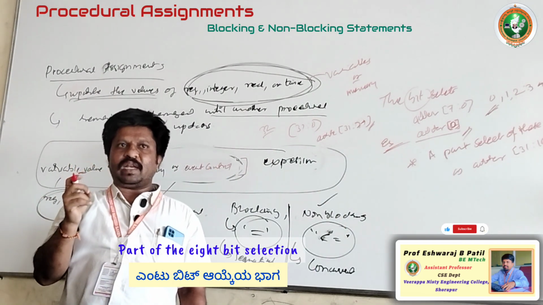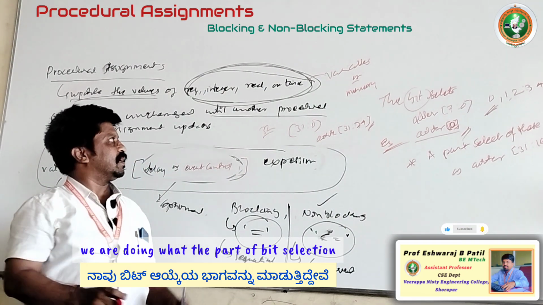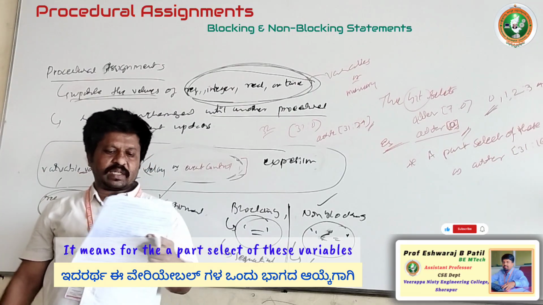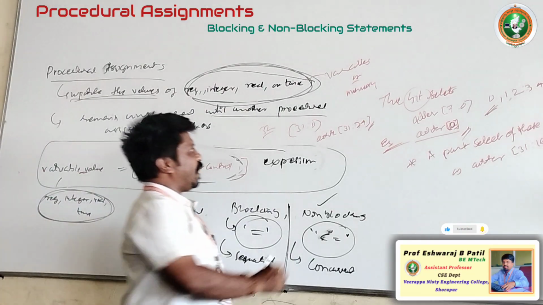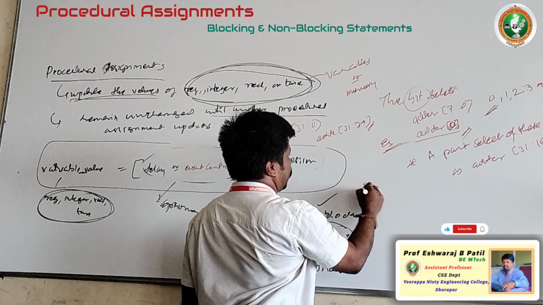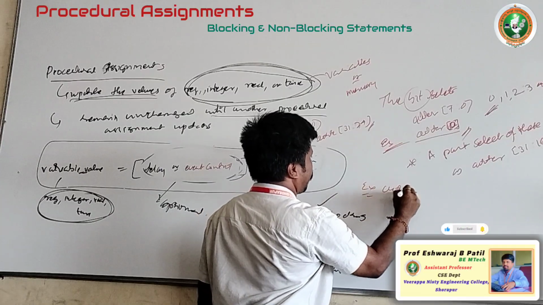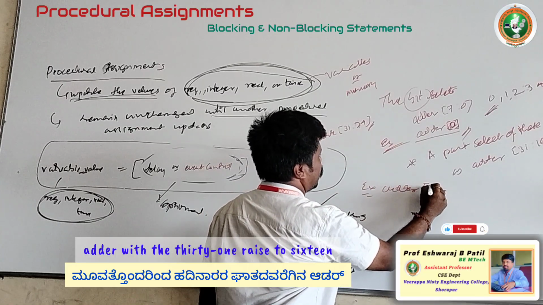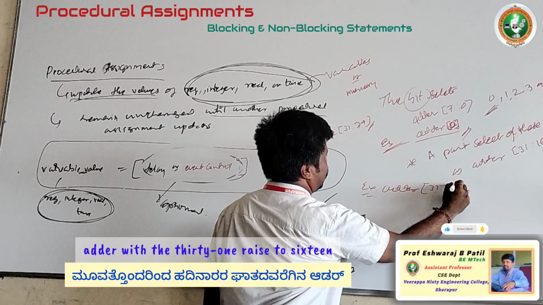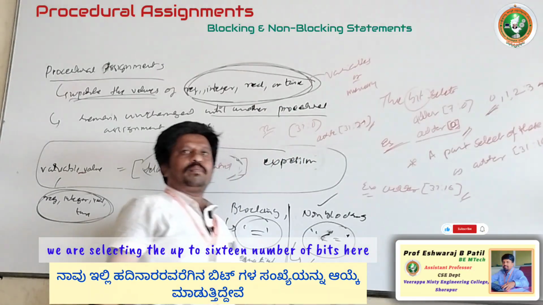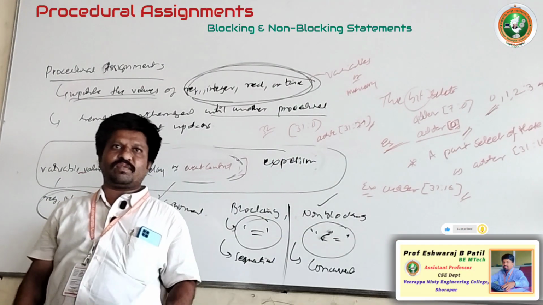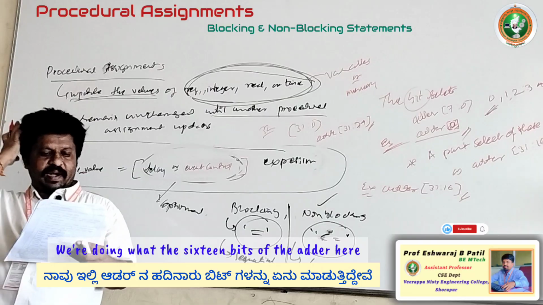Part of the bit selection, we are doing part select of these variables. Example, adder with 31 raised to 16. It means we are selecting up to 16 bits here. We are selecting 16 bits of the adder here.